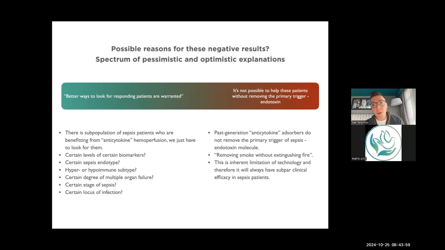Or we can have a more pessimistic explanation. Past generation anti-cytokine adsorbers do not remove the primary trigger of sepsis, endotoxin. This is like removing smoke without extinguishing the fire. And this is an inherent limitation, which will always give subpar clinical efficacy in sepsis patients. I personally think that reality is closer to the right side of this slide.